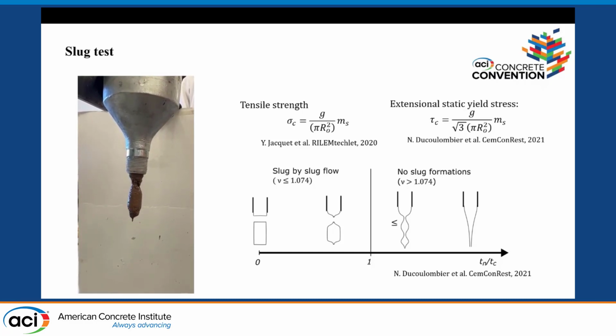Now, we have to be careful when we talk about slugs forming. There are certain conditions based on the diameter and the velocity that we're extruding, that we would have a slug by slug flow. So whenever we're within this region where we see complete fracture or necking, we can quantify this as slug by slug flow. If we go beyond this region, then we're no longer in the slug flow. Right? So this is the basis of this.